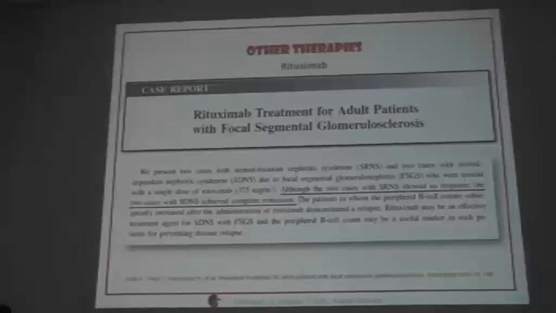I think it's almost the same scenario. These 2 studies, one of them is actually the same study, involved just 4 patients. 2 of them were steroid dependent and 2 were steroid resistant. The 2 steroid dependent patients responded, but the steroid resistant ones did not.